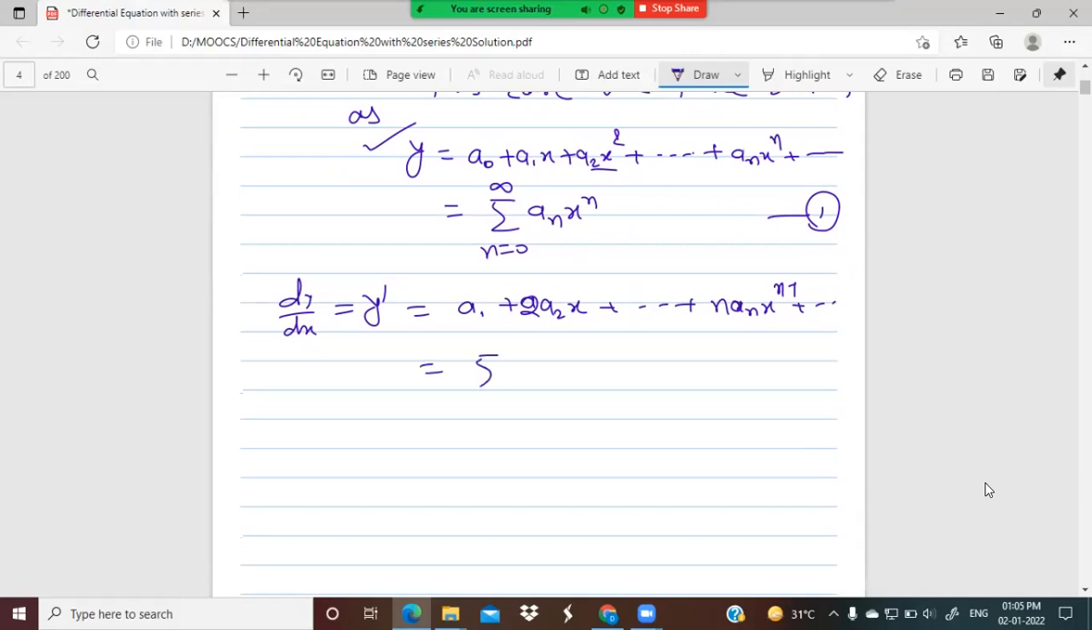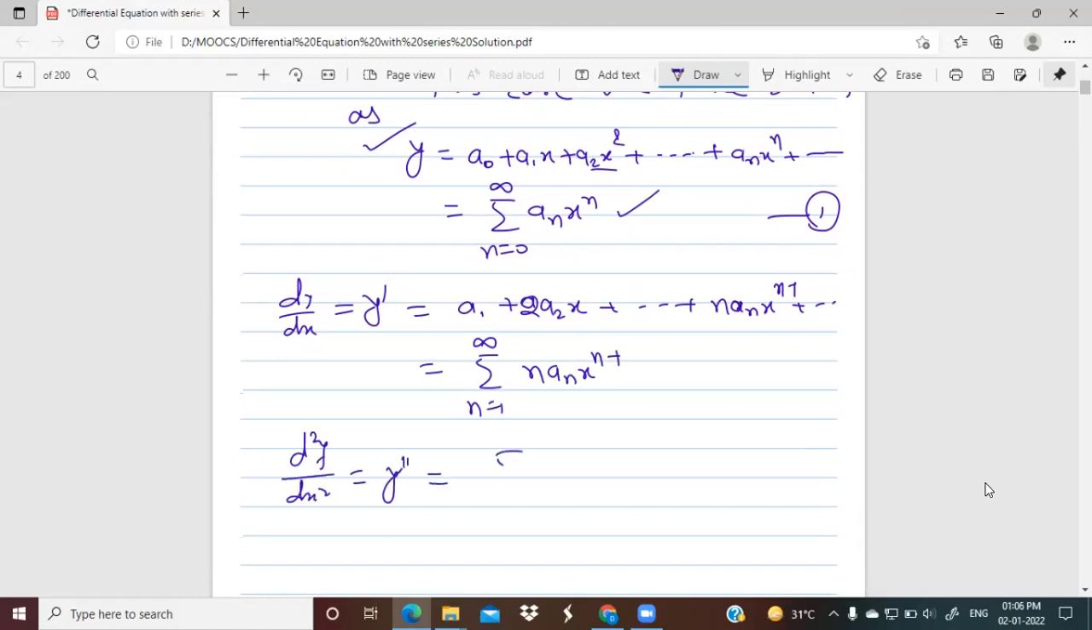In symbolic form, you can write this as n into x raised to power n minus 1. That means we differentiate this term, but n varies from 1 to infinity. For the second derivative d2y by dx2, y double prime, I will write directly: the summation n equal to 2 to infinity of n into n minus 1 into an into x raised to power n minus 2.